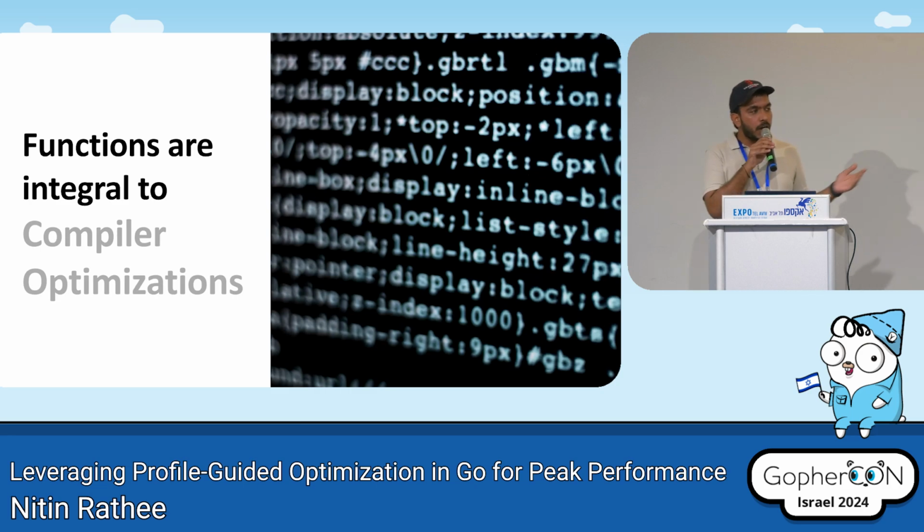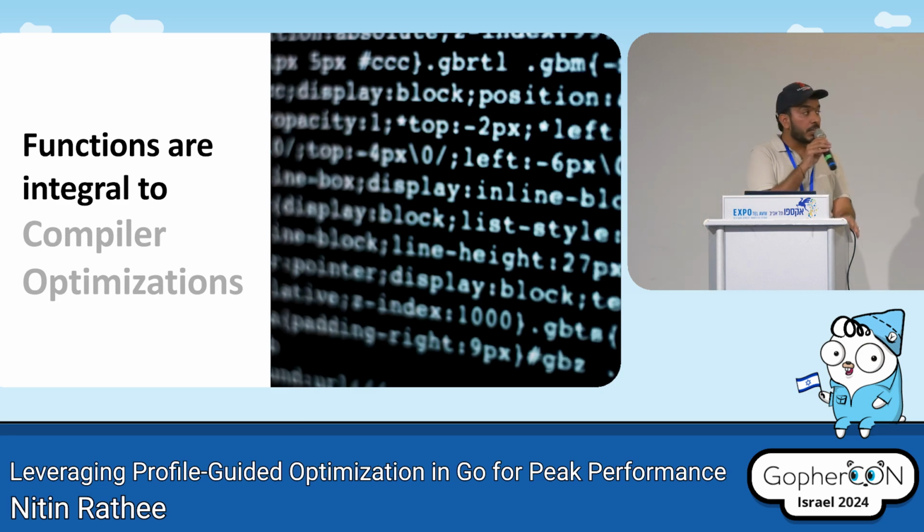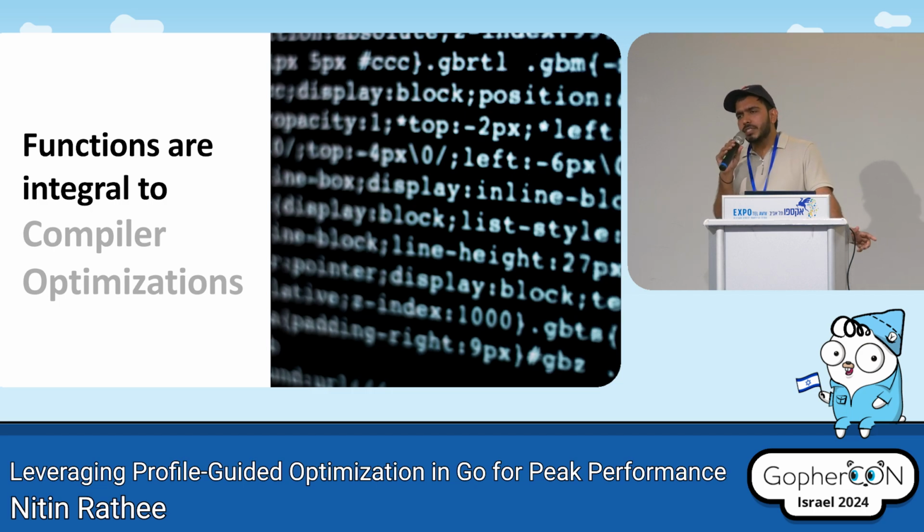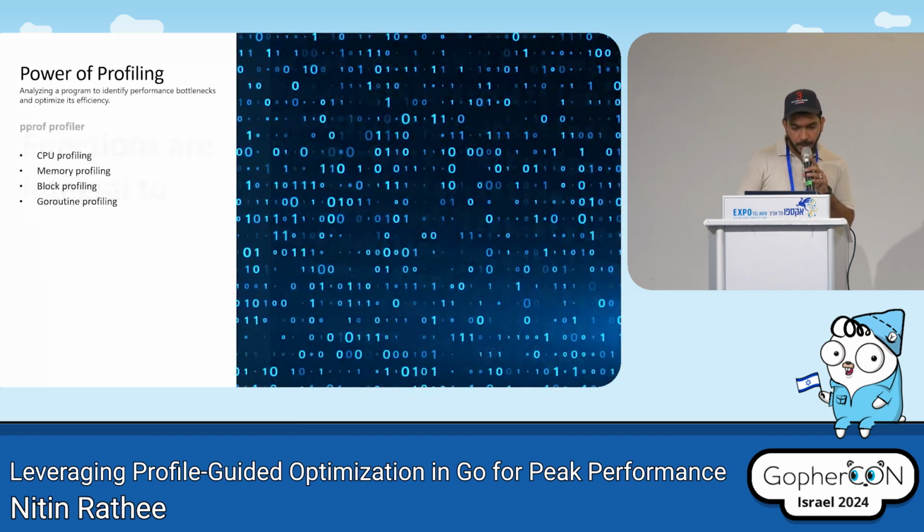Now, throughout the discussion that we've had so far in terms of the different kinds of compiler optimizations, one thing was very evident, which was that functions are very integral to how compiler optimization works. The way you can think of it is, all the optimizations that we've talked about so far apply within the scope of a function. And that's the reason it would make sense to optimize a function to be able to get highly performant applications.